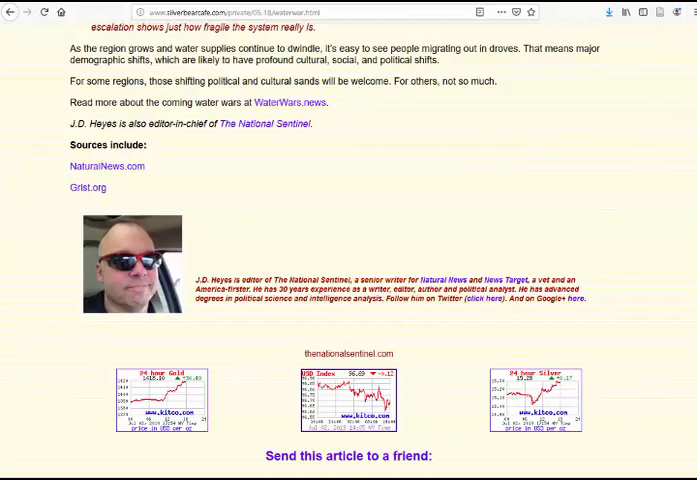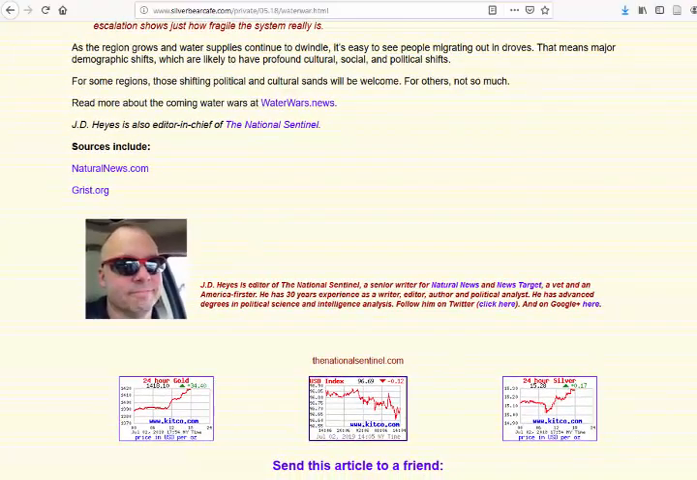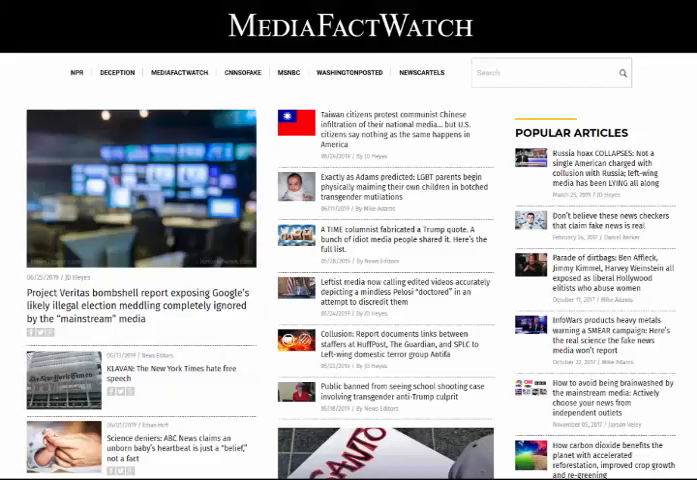Although one website claims that he has advanced degrees in political science and intelligence analysis, it makes no mention of what these degrees are or where he earned them, making this claim highly suspect and unverifiable. Let's move on to purpose. What is the purpose of this site?